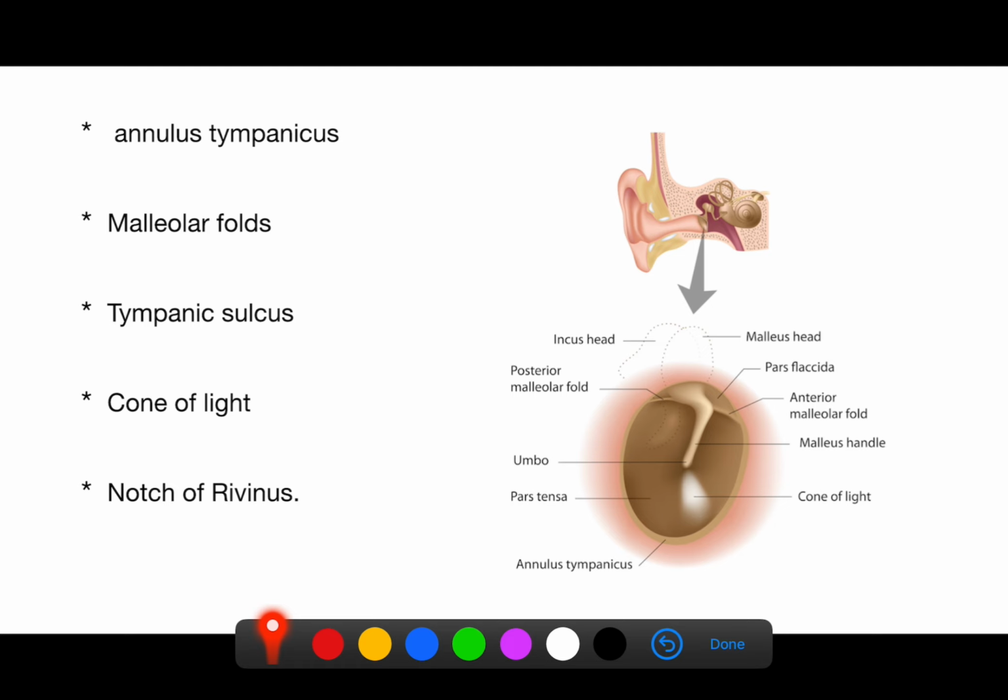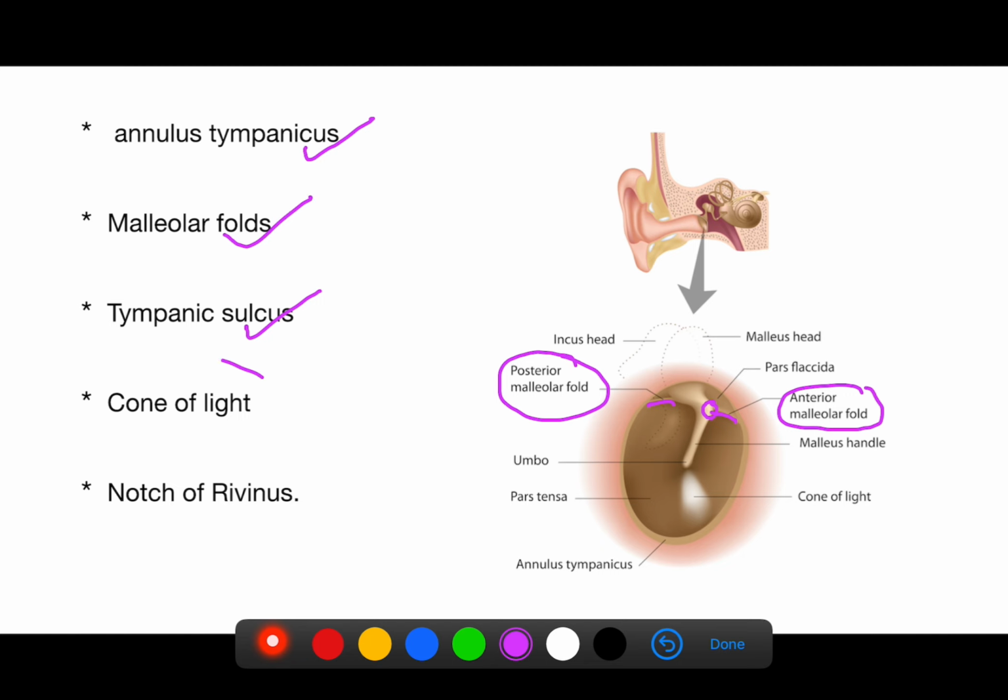And what are the malleolar folds? As you can see, the malleolar folds are the folds attaching to the lateral process of the malleus. This is the lateral process of the malleus, and these are the malleolar folds, divided into the anterior malleolar fold and the posterior malleolar fold. We discussed the annulus tympanicus, tympanic sulcus, and malleolar folds.